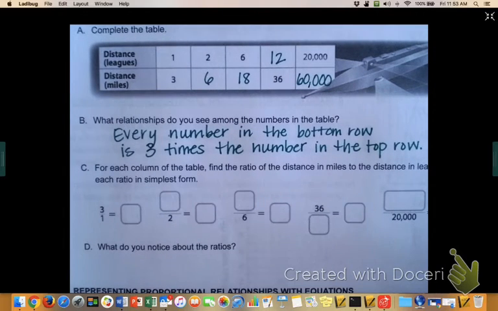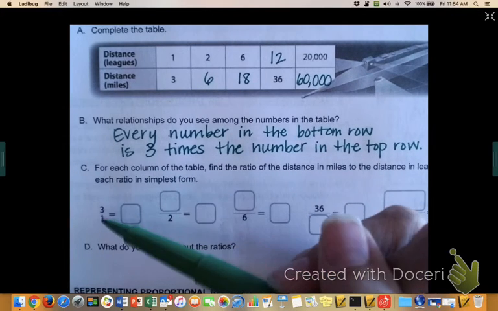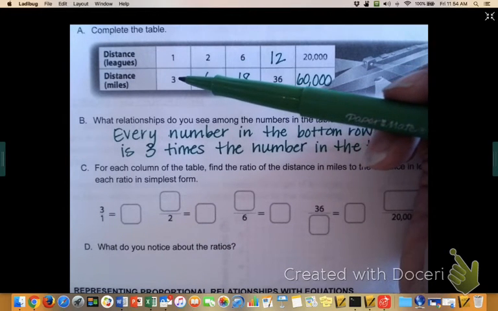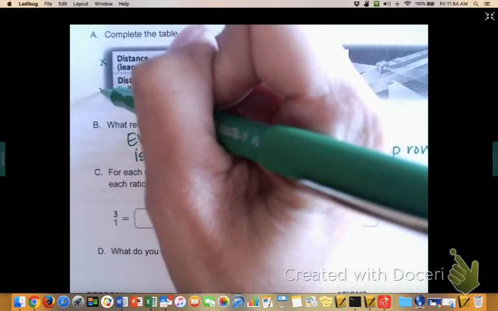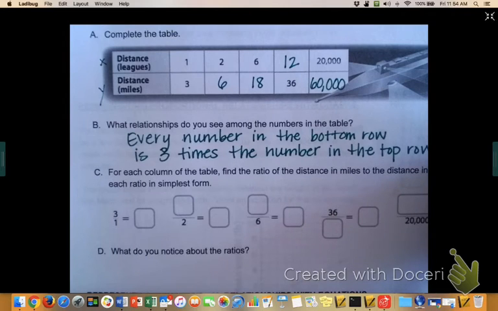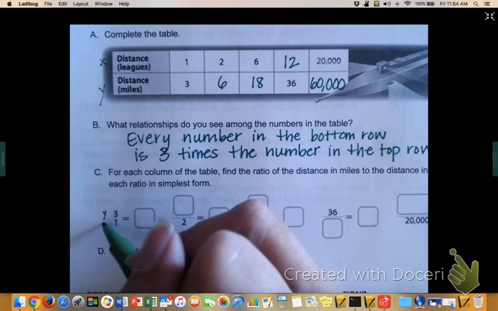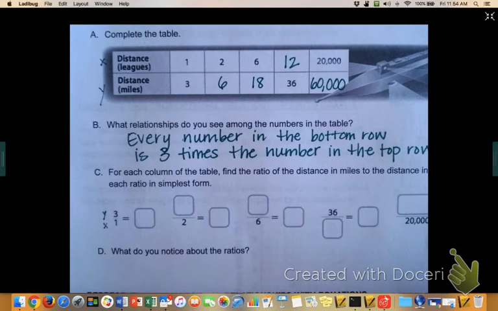Let's fill out part C. For each column of the table, find the ratio of the distance in miles to the distance in leagues. Write each ratio in simplest form. So what they did, and I really want you guys to pay attention to this, is they flipped it on you. They did 3/1, whereas on our table it was 1 per every 3. Pay careful attention to that. That was not by accident. This is later going to become our x coordinate, and this is our y. And it actually is important that when you're writing it out in a ratio form, you flip it and you put the y on the top and the x on the bottom. Like I said, it seems very backwards.